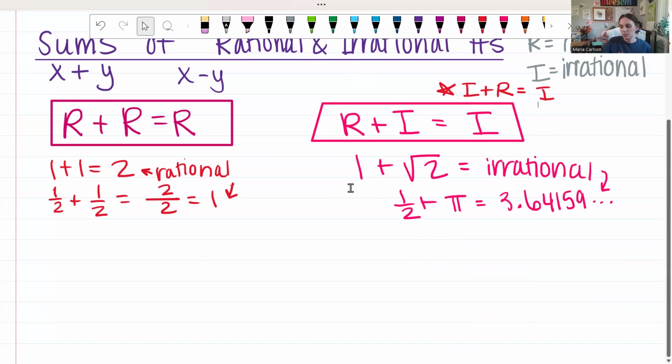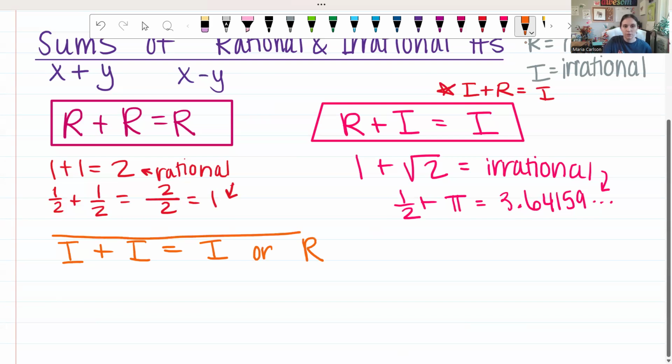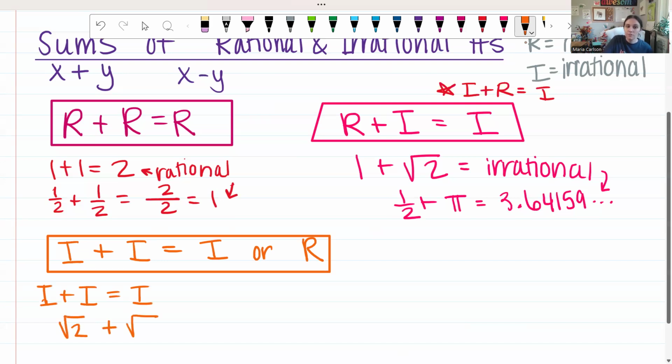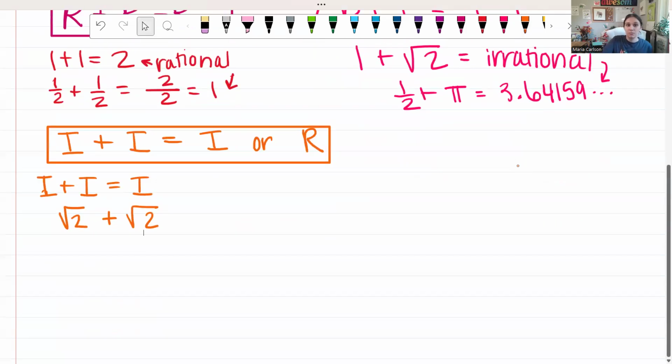So what happens if you are adding an irrational number plus another irrational number? It is either going to be irrational or rational. Let's see if I can draw a better rectangle this time. That works. So we have two cases. We have that an irrational plus an irrational gives me an irrational number. So for example, the square root of 2 plus the square root of 2. These are two irrational numbers, right?